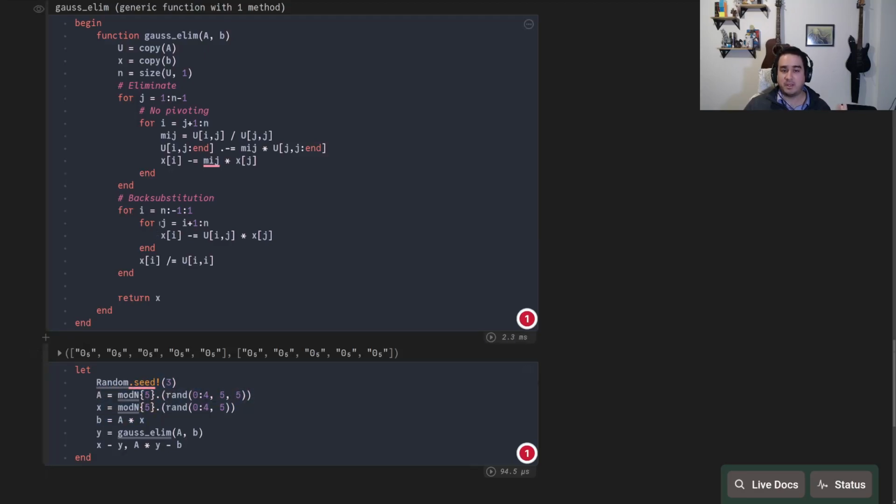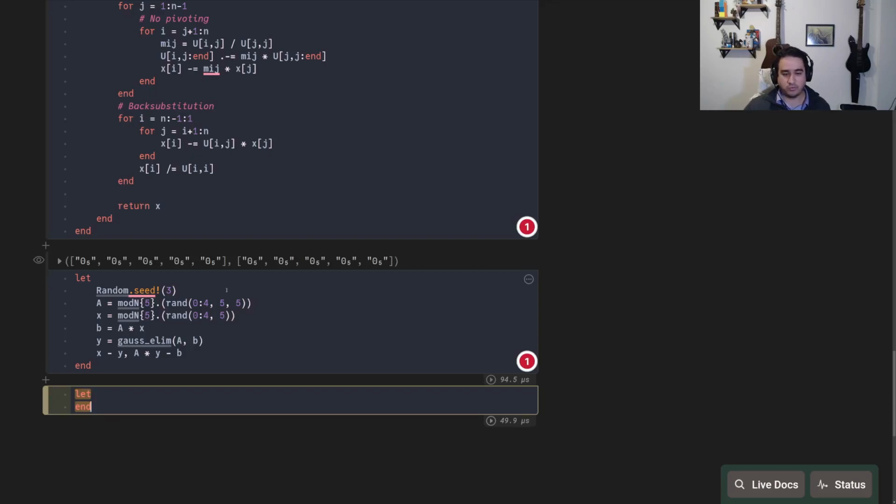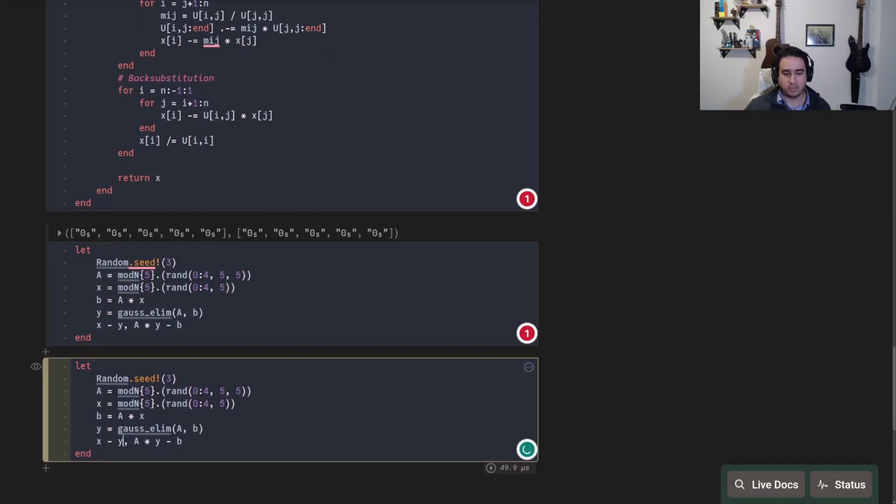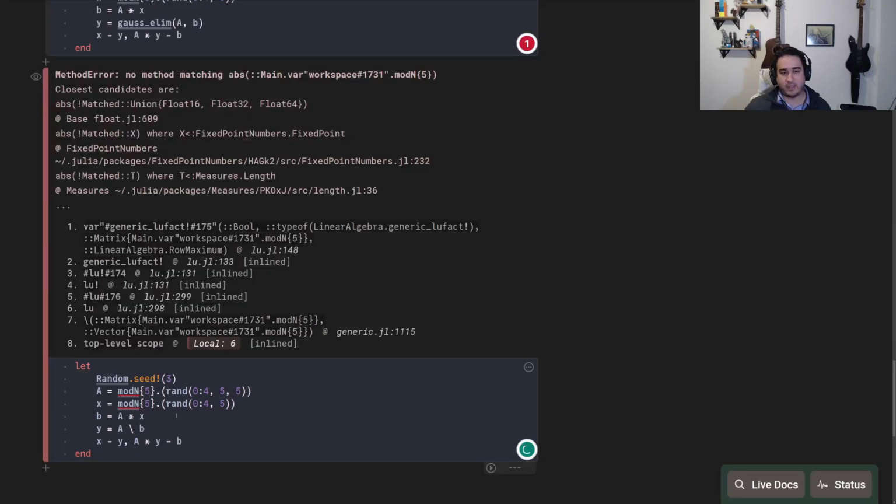mod n type. Actually, if you try to just use something else instead of our Gaussian elimination, like if you do y equals a backslash b, it's gonna fail. Okay, so it actually fails if you use just a normal backslash operator, and that's a pity. But we actually can fix it, and to fix it we only need, let me see, I think 3 functions, and we're gonna create them now.